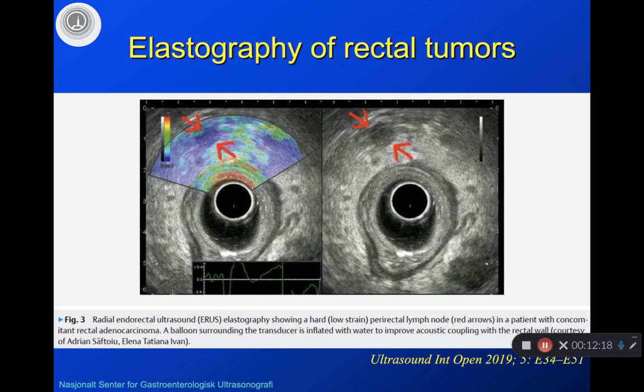It's also possible to apply elastography in rectal tumor staging. Here you can see a lymph node, and upon elastography it is blue, meaning hard, indicating that this lymph node in this tumor setting might be malignant.